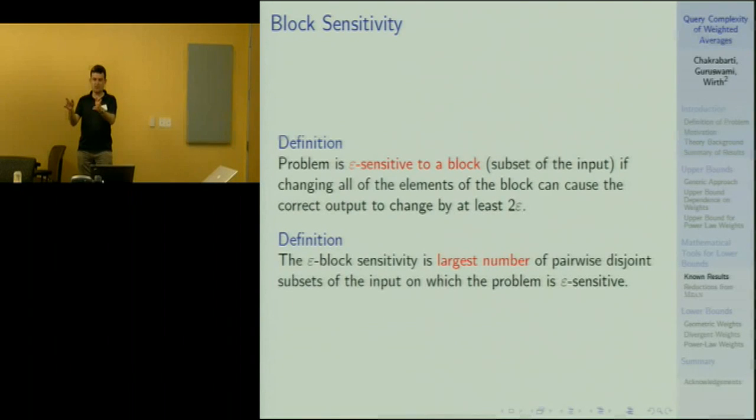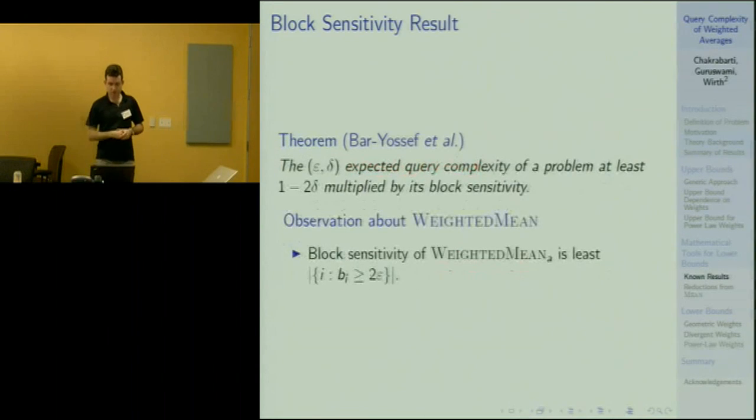Okay, so then maybe there are several blocks like this. Here's one part of the input, and you must look at this, and here's another part of the input where if you change the values, the output might change by at least 2 epsilon, and another part, and so forth. And so if you've got these disjoint subsets of the input, you know that you have to look at least at something in each of these. Here you've got to multiply by 1 minus 2 delta, and there's a slight difference because you've got expected query complexity, but in any case, it's still a reasonably powerful technique. You can multiply the block sensitivity by 1 minus 2 delta, and that's a lower bound.